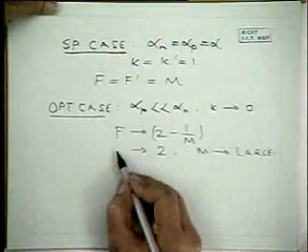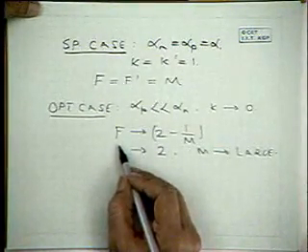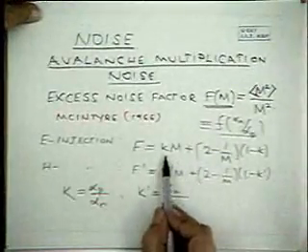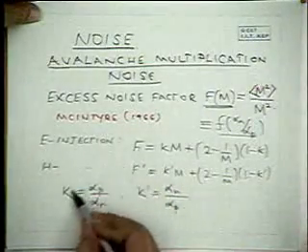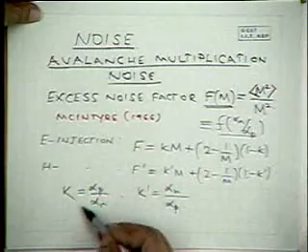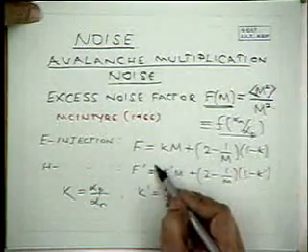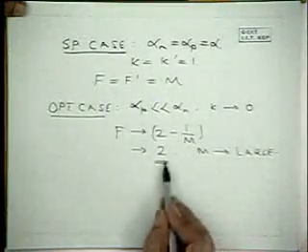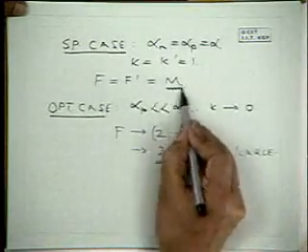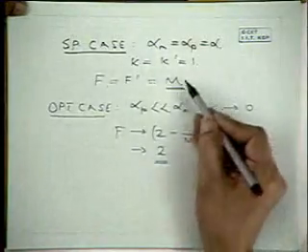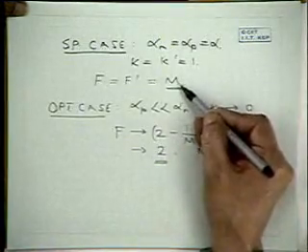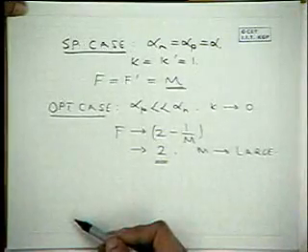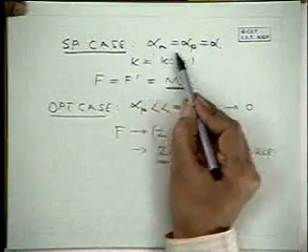So in this case, for electron injection, it is desirable to have k tend to 0. For hole injection, it would be preferable to have k' equal to 0. Notice that F is equal to 2, which is constant, independent of m. This is much better than F equal to m, where m is 10, 20, 100, and the excess noise factor is quite large. Here the excess noise factor is only 2. It's constant.